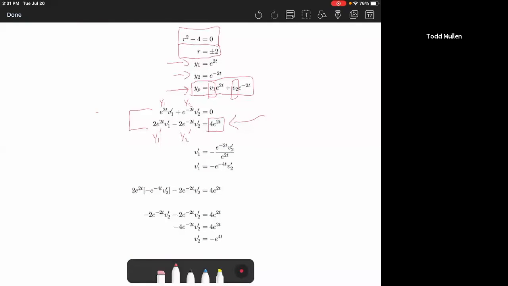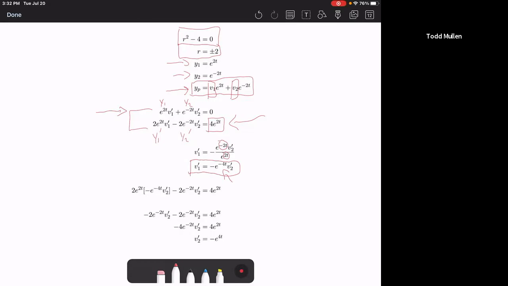Now, I'm going to take this top equation, and I'm going to isolate v1 prime. So I get an equation for v1 prime. Side note, we have this e to the negative 2t in the numerator and e to the 2t in the denominator. And you recall, if they have the same base, when you're dividing, you can just subtract the exponents. So negative 2 minus 2 is where that negative 4 is coming from.